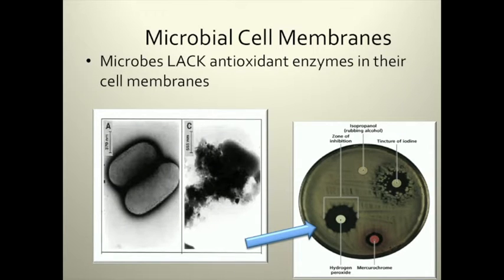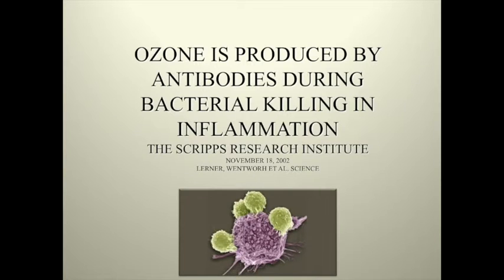And we can see here microbial cell membranes being broken up by peroxides themselves. And ozone, when it's introduced into the system, instantly disappears and becomes peroxides in the cell. Now, the amazing thing that we found out a number of years ago is that ozone is produced by the immune system. Ozone is produced by antibodies in bacterial killing and inflammation.